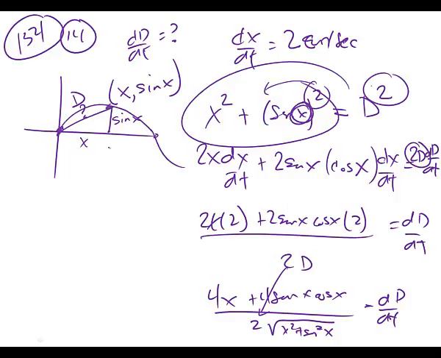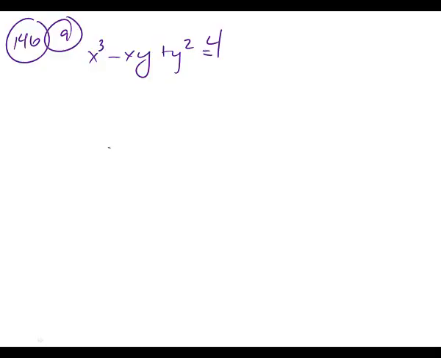Page 146, problem 9. You had to implicitly differentiate x cubed minus xy plus y squared equals 4. We are going to do this with respect to x. So, the derivative of x cubed is what? 3x squared dx/dx, right? Because we don't have time in this one.